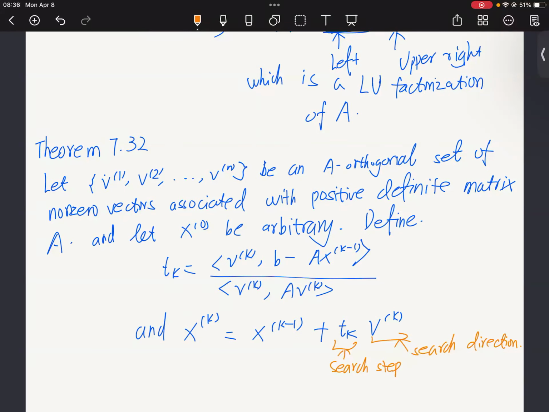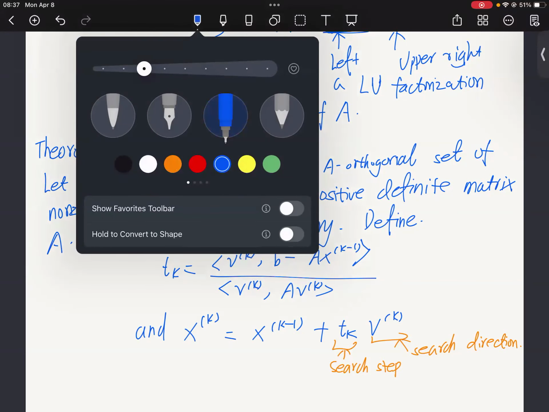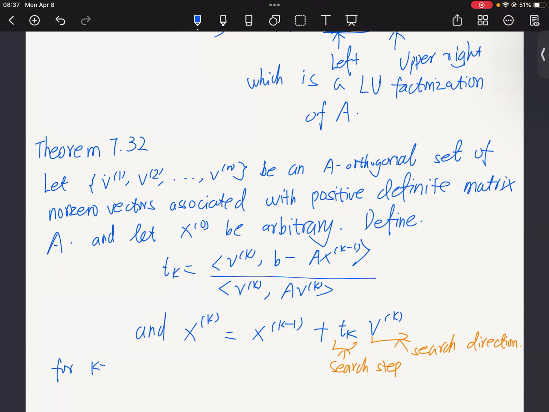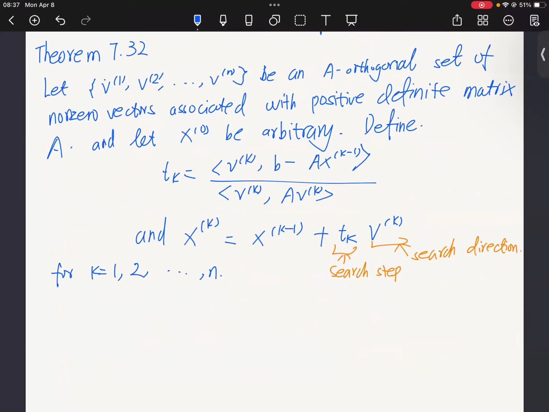So we have the tk. This is the simplified version of the conjugate gradient method. And this is the vk and tk value. And this is how we design the current iteration xk based on the previous step's result, the search step and the search direction. So with this iteration process, we do the iterations k equals 1, 2, and then up to n. This is just the algorithm, and then the conclusion is that, then this is the conclusion.